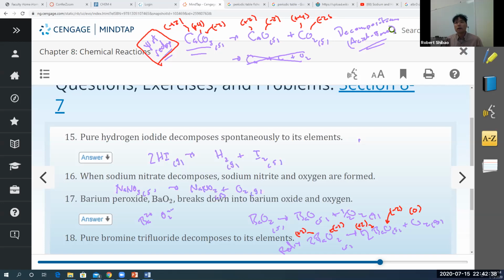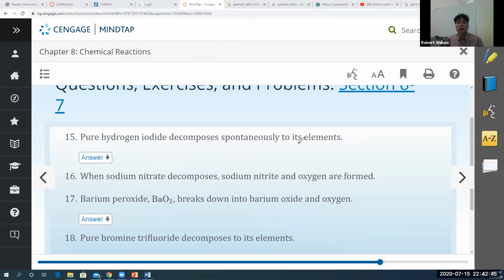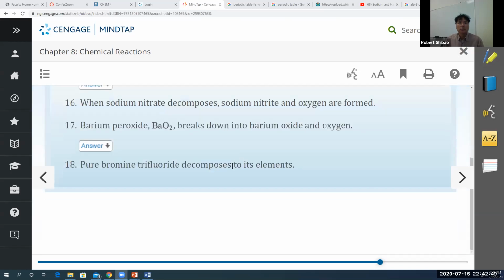Okay, so recognizing redox and not redox reactions by changes in oxidation state. All right, bromine trifluoride decomposes into its elements. So bromine is kind of tricky because bromine's all the way on the right, you know? When we look at bromine versus fluorine, they're both on the right. They're in the same family.